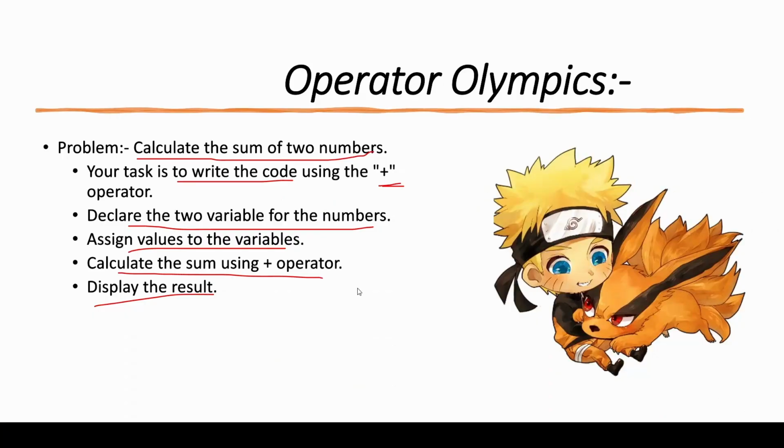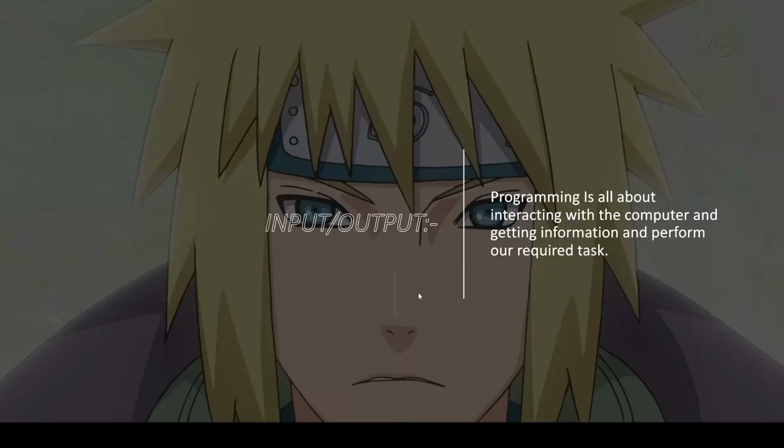So let's continue to the further part, which is input and output. As you all see, thousands of times for input I have to use cin, and for output I have to use cout. So let's see in detail what input and output are. Programming is all about interacting with the user and getting information, as we all know. So how do you do that? That's where input and output come in.